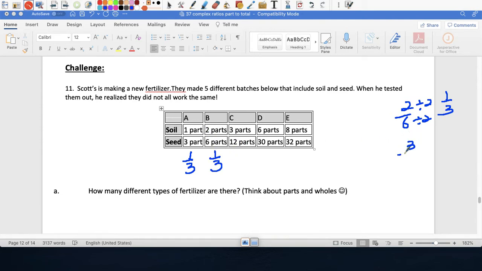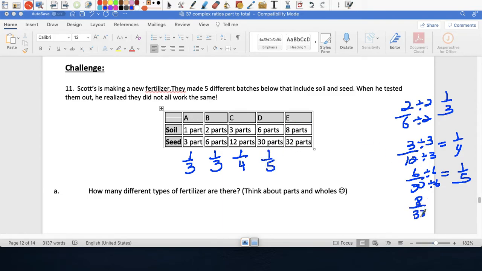3 over 12, let's simplify. We can divide by 3, divide by 3, and we get 1 over 4. So let's change that to 1 over 4. 6 over 30, we can divide by 6, divide by 6, and we get 1 over 5. And then finally 8 over 32, we can divide by 8, divide by 8, and we get 1 over 4.